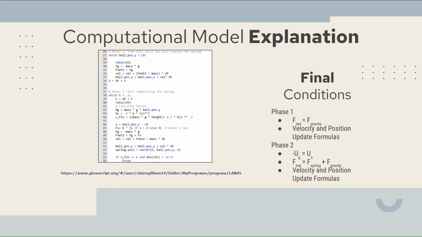We then have to find the second net force. However, this time we have to include both the gravitational force and add that to the spring force. Then we plug this new net force into the velocity update formula again, which we then plug back into the position update formula to then model the position of the ball as it falls.